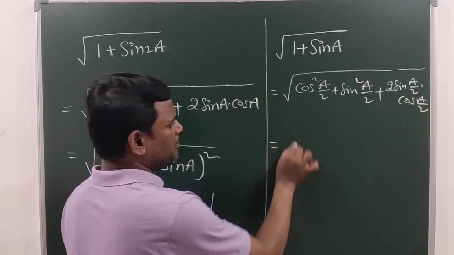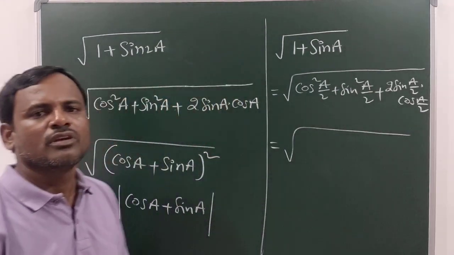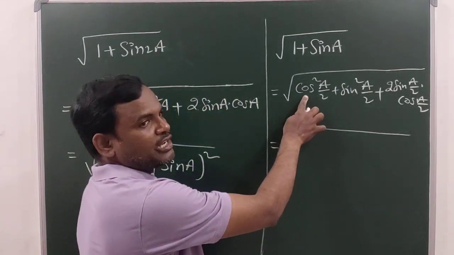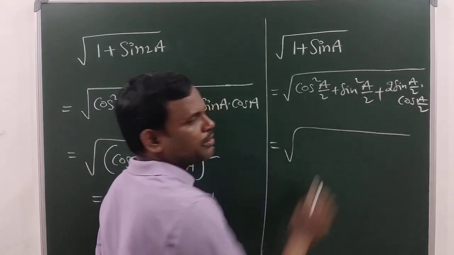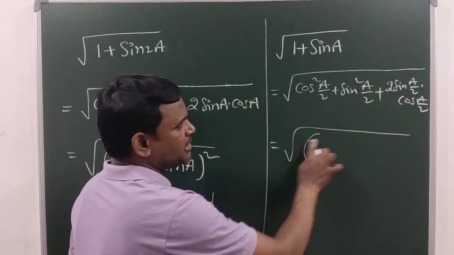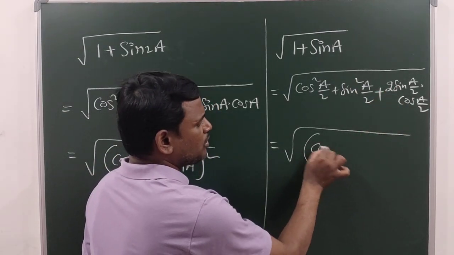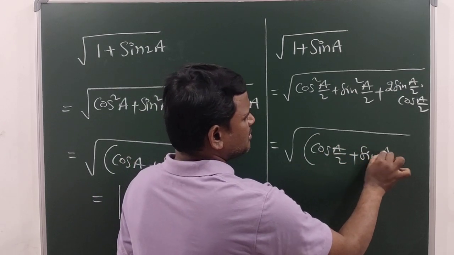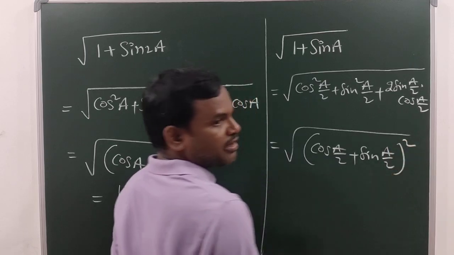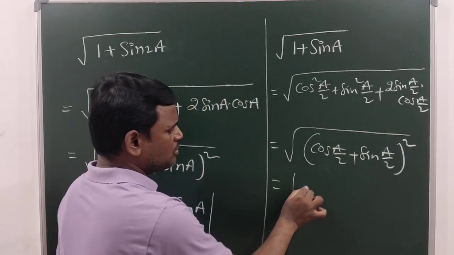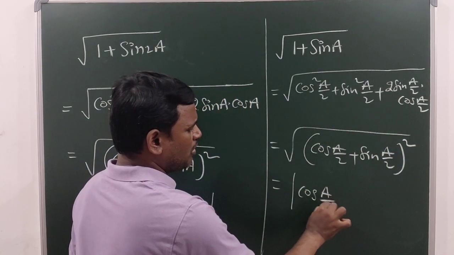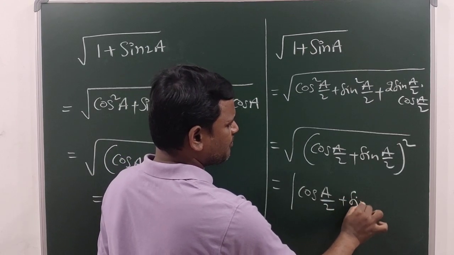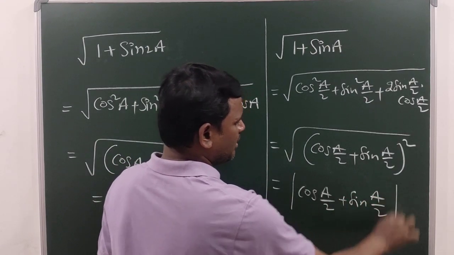So in the next step, see here it is looking like a square plus b square plus 2ab. So now what do you write inside of the square root? Cos a by 2 plus sin a by 2 whole square. Now square root to cancel. So here what do we get? Mod of cos a by 2 plus sin a by 2.